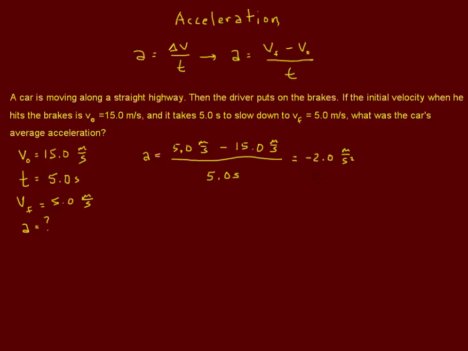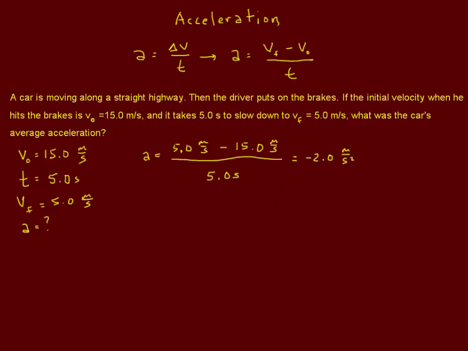However, what if we'd been moving in the opposite direction, moving in the negative direction? If that was the case, then an acceleration of minus 2 meters per second squared would mean we'd be getting more negative, or what that really means is we'd be speeding up. Okay, so what's confusing is that this sign doesn't necessarily mean slowing down.